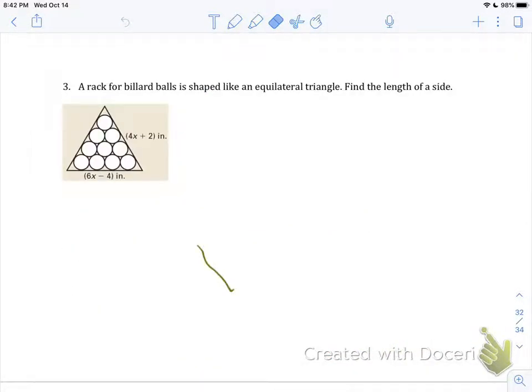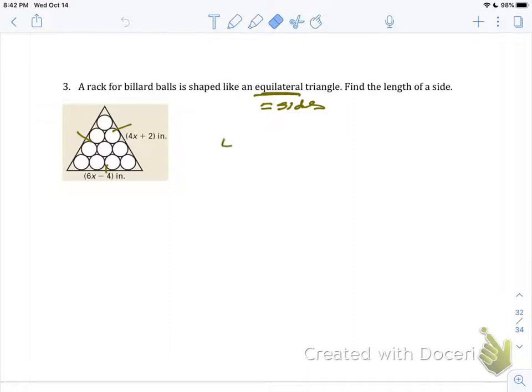Here we go. What does this say? So let me just erase what I just had. Okay. A rack for billiard balls is shaped like an equilateral, so that means equal sides, triangle. Find the length of a side. Okay, so if I'm going to mark this, every side is equal.